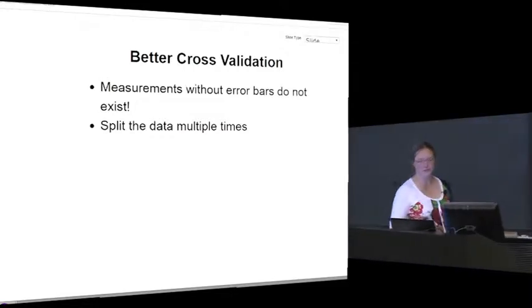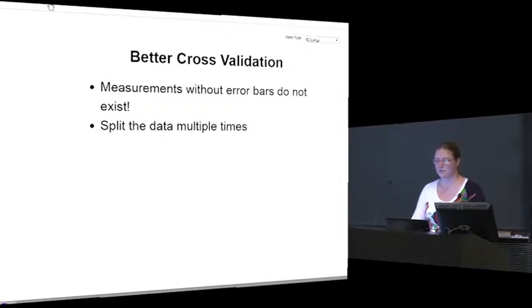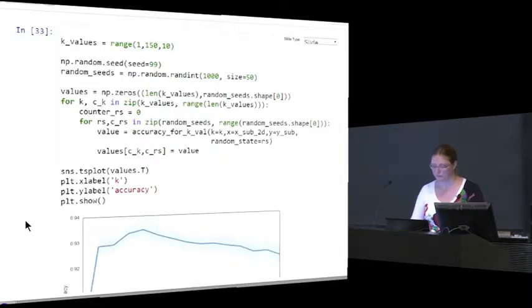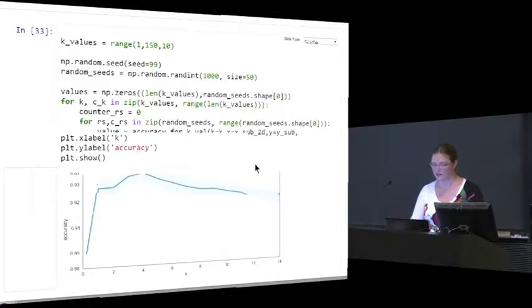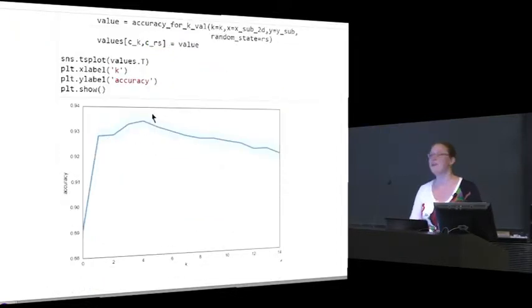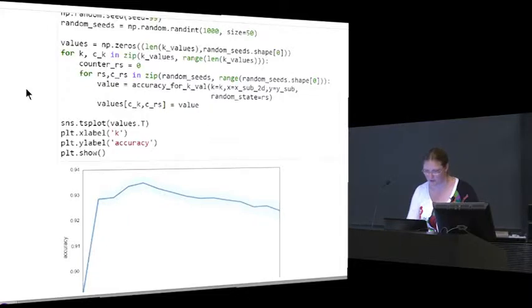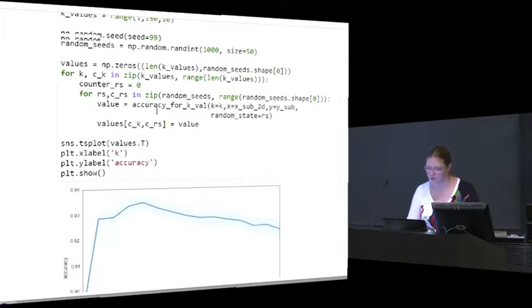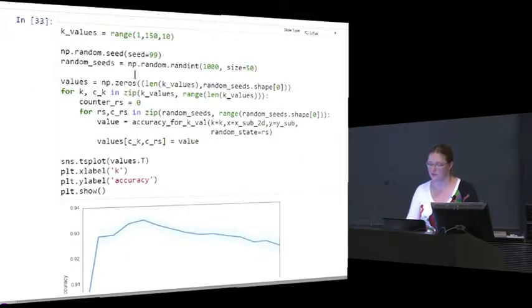So how do we get the error bar? We can just split the data multiple times, right, and do the computation over and over again. And this is exactly what I did here, and I did the same mistake about the line again, but now I have a standard deviation here. It's actually interesting because this plots the mean and the standard deviation, so I could kind of say, oh, K4 seems to be kind of a nice choice.